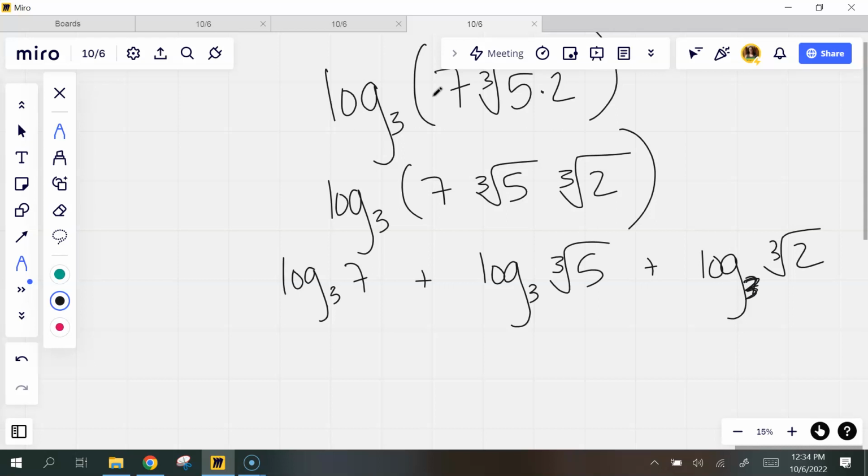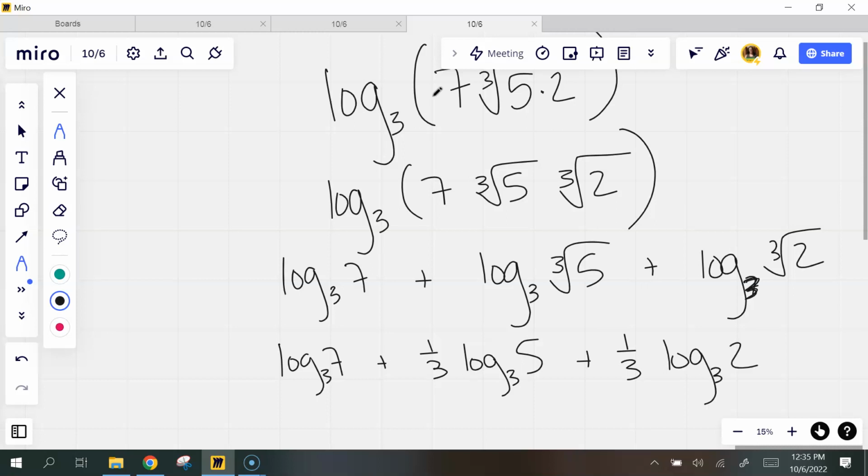Cube roots are nothing more than exponents of 1/3, right? So it'd be log base 3 of 7 plus 1/3 log base 3 of 5 plus 1/3 log base 3 of 2. And you're done.